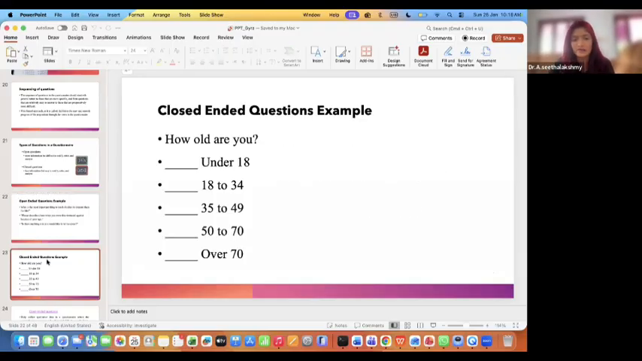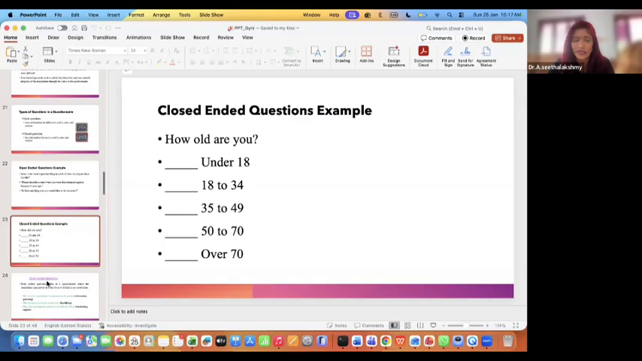Now, the next one that we generally use is the closed-ended question. It is very easy. Closed-ended question, for example, how old are you? It should be within this limit. You cannot go beyond this, correct? So it is a closed one. The respondent is limited within these 5 options. He cannot have any other option. That is where we call it a closed-ended question.